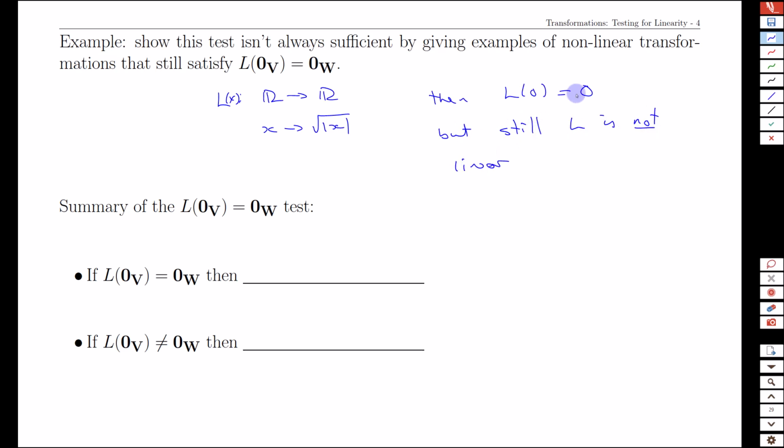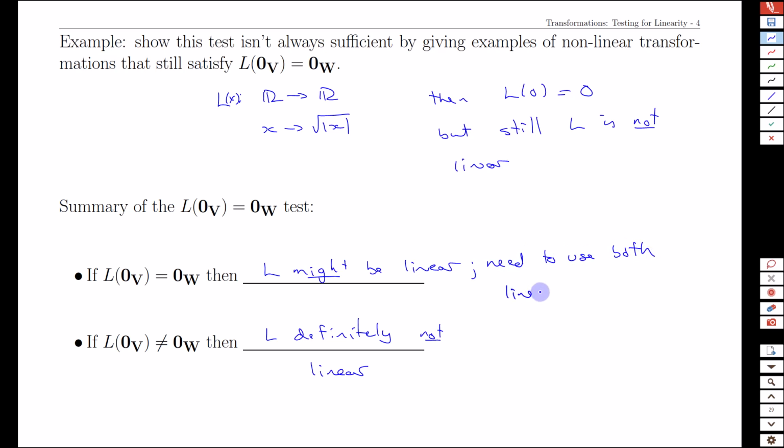So specifically, if we get this mapping, then L might be linear. Whereas if we do a mapping of the zero vector and we don't get the zero vector in the output, then L is definitely not linear. In this case here, what do we do? Oh, we have those two tests. We need to use both linearity tests. We have to go review those specifically.